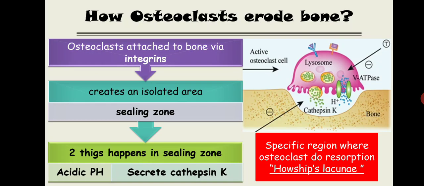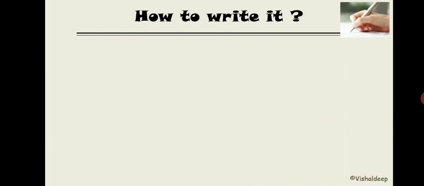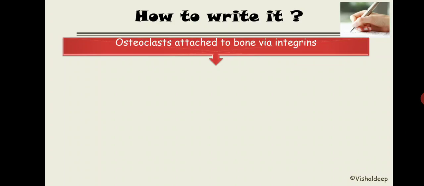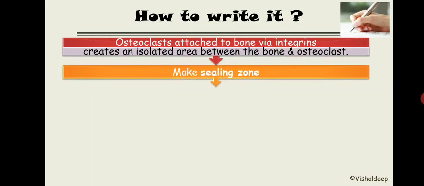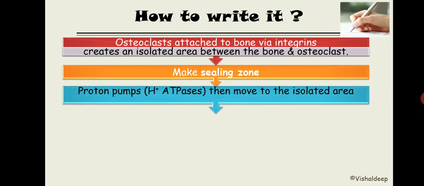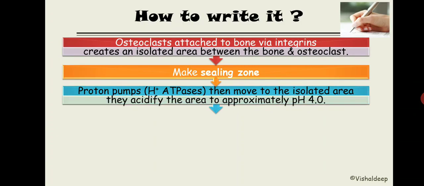Now here's the thing: how are we going to write this down in the exam? How does the osteoclast erode the bone? Starting from the top, the osteoclast attaches to the bone via integrin. It will create an isolated area between the bone and the osteoclast and make a sealing zone. You can also mention Howship's lacunae over here, and then the hydrogen ATPase pump will be translocated over the isolated area and make the area acidic, approximately up to pH 4, right?